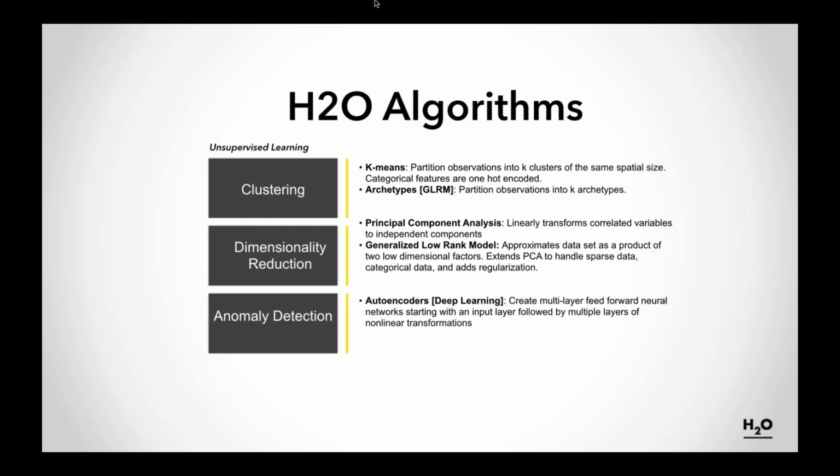And then finally, we have autoencoders in deep learning, which is a simple one-layer network that basically tries to replicate the data onto itself. It's a nonlinear transformation back on itself, and it could be used to do anomaly detection.